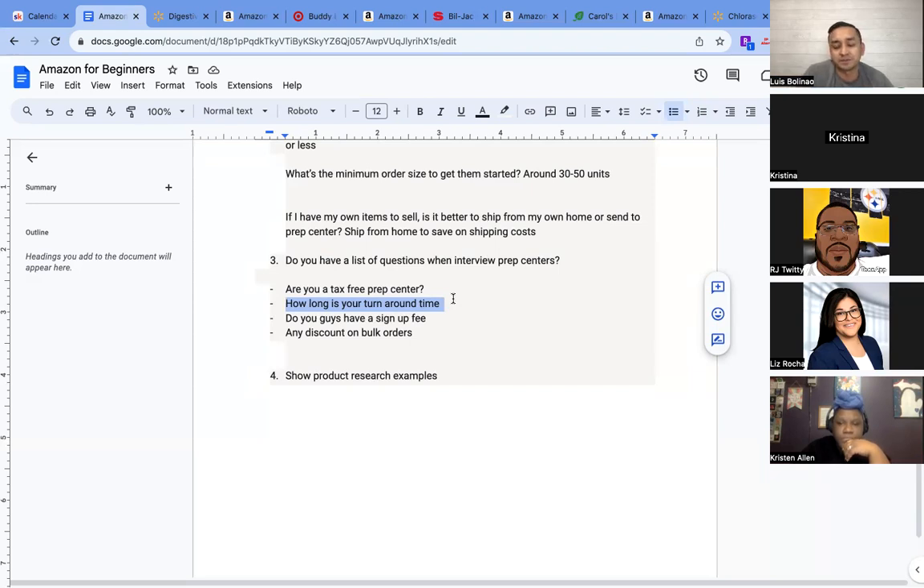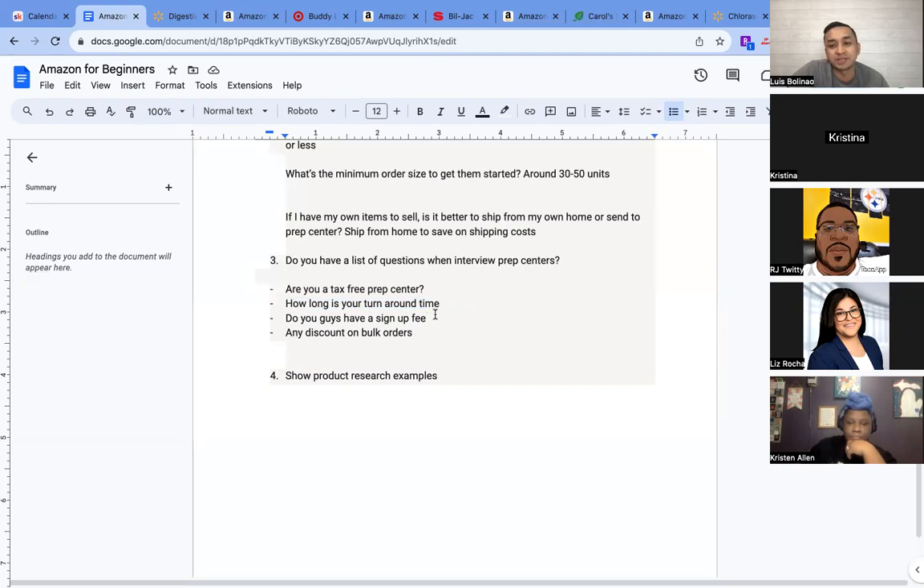Like, you don't want your products sitting at a prep center and not making money. So I like to work with prep centers that are pretty quick with their process. That way the products are packed and prepped quickly and sent to Amazon pretty fast, and I can make money right away. And some prep centers have a sign-up fee and some don't.